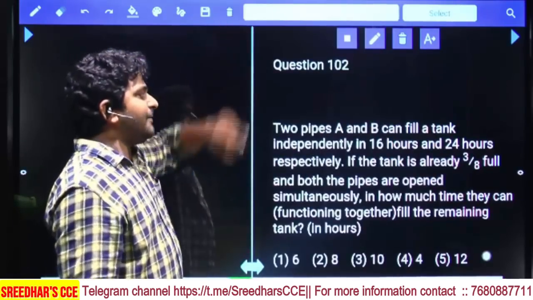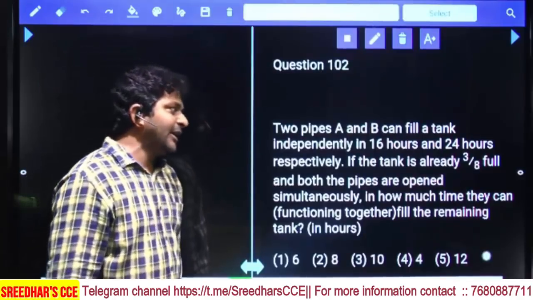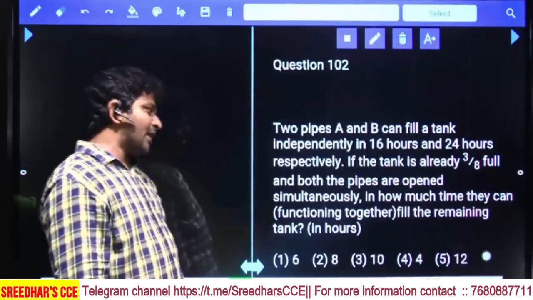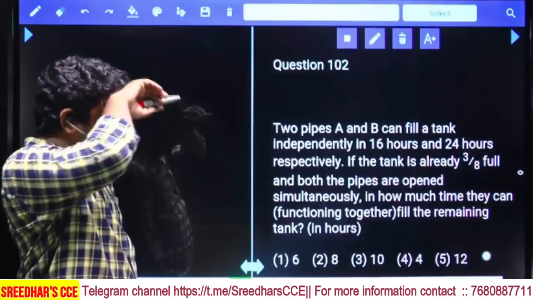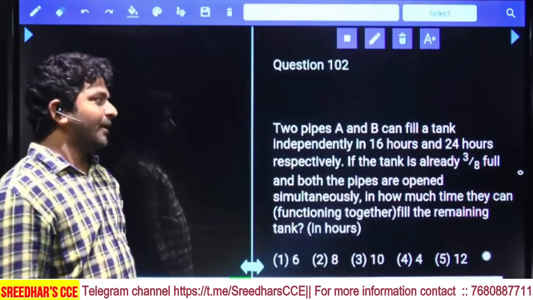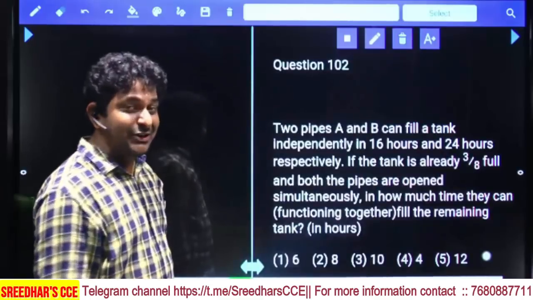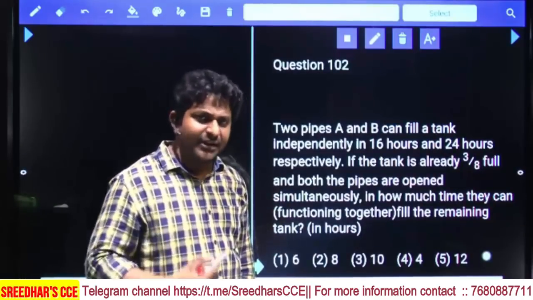Two pipes A and B can fill a tank independently in 16 and 24 hours respectively. The tank is already 3/8 full and both the pipes are opened simultaneously. In how much time can they together fill the tank? Right. If 3/8 is already full, we just need to fill the remaining tank. Remaining tank is 5/8 only.